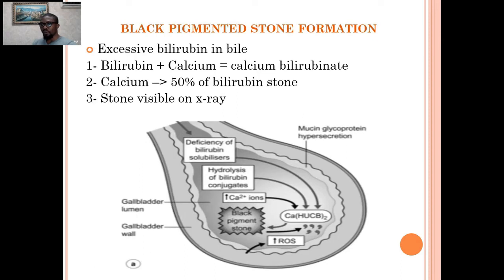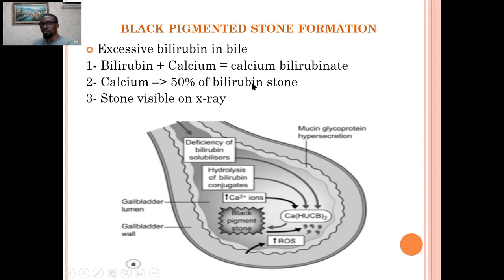Now let's look at the black pigmented stone or bilirubin stones. This is usually formed when there is too much bilirubin in the bile, which then mixes with the calcium. So the mixture of bilirubin with calcium will give us calcium bilirubinate. This type of stone, that is the bilirubin stone, can be seen on an X-ray. This is because calcium makes up about 50% of the composition of this stone, and therefore, since calcium is radio-opaque, the stone is going to be seen on an X-ray.